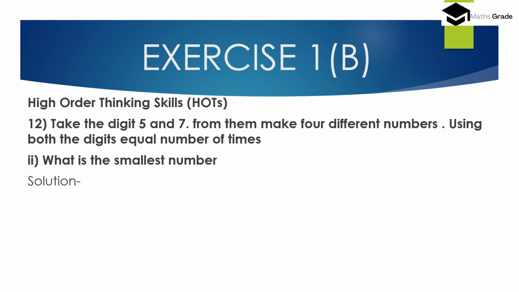Now the second bit: what is the smallest number using the digits 5 and 7 an equal number of times? We have to use 5 and 7 an equal number of times and make the smallest number. Between 5 and 7, the smallest digit is 5. If we start with 5, then 5, 7, 7, this is a 4 digit number. Then 5, 7, 5, 7. Then 5, 7, 7, 5.